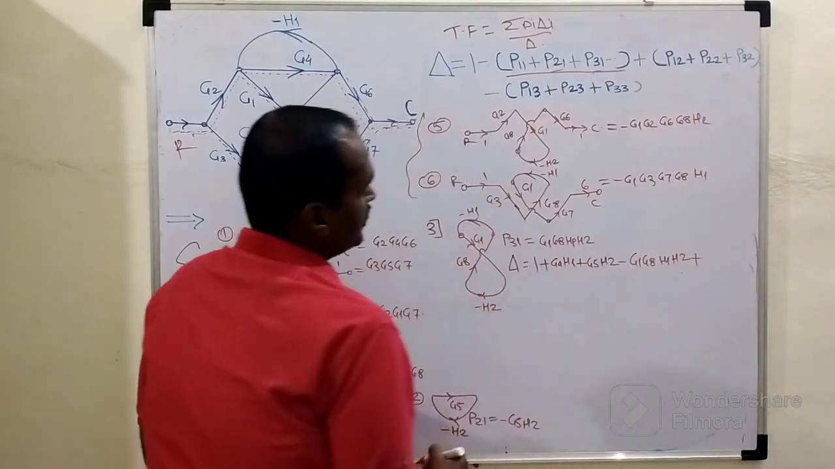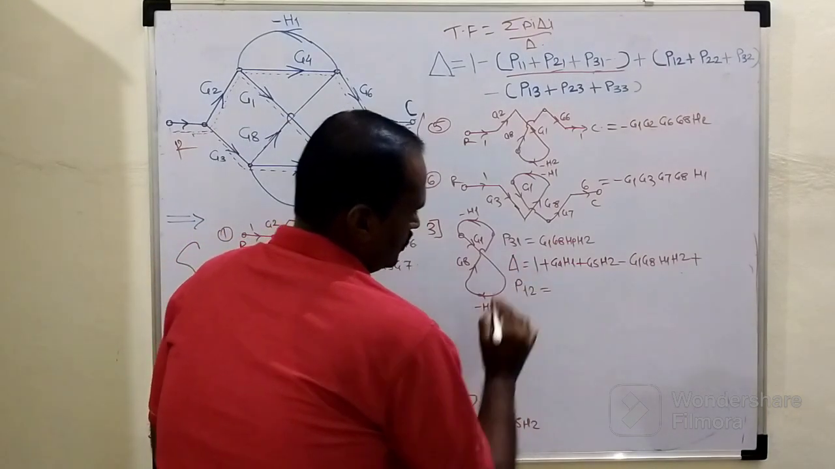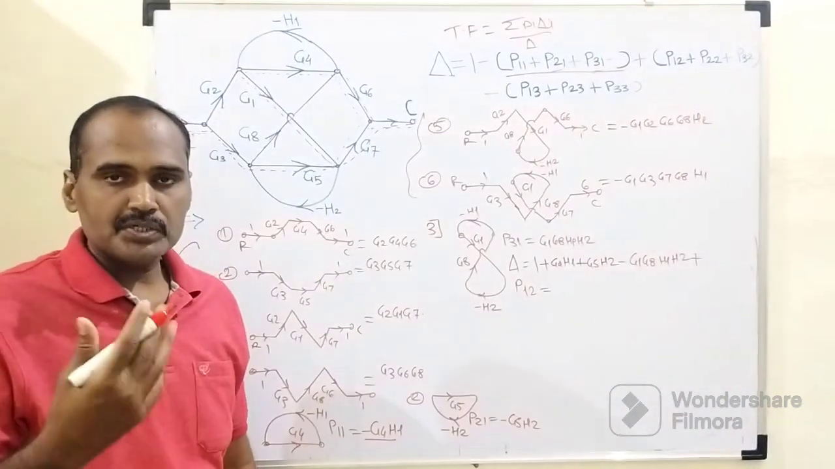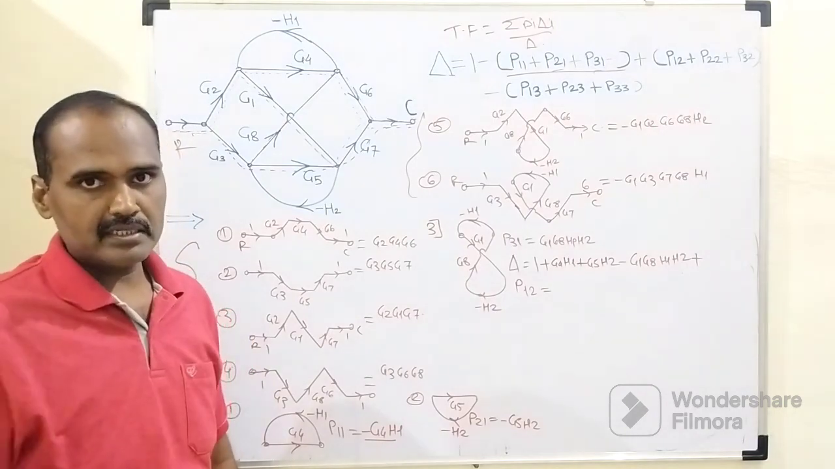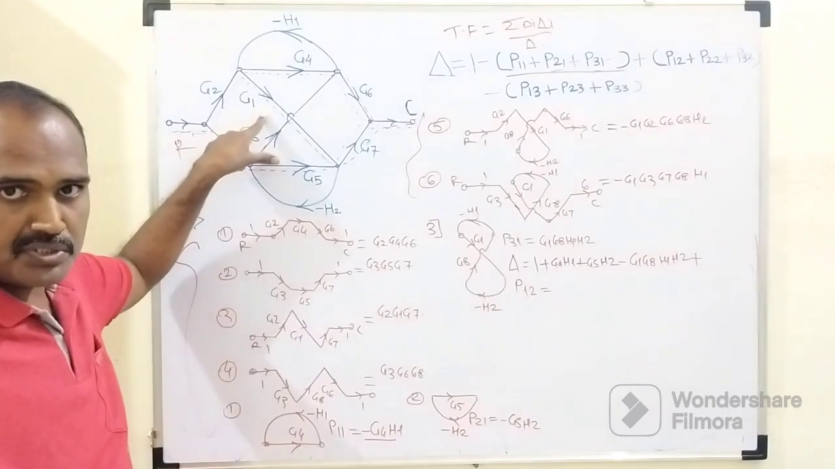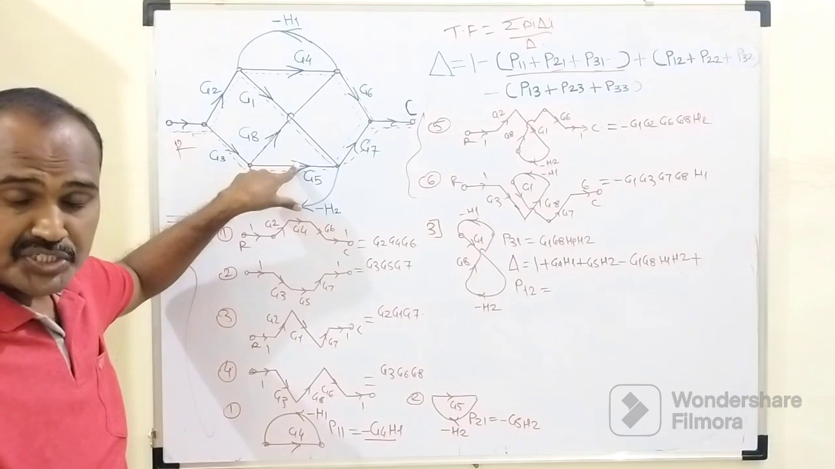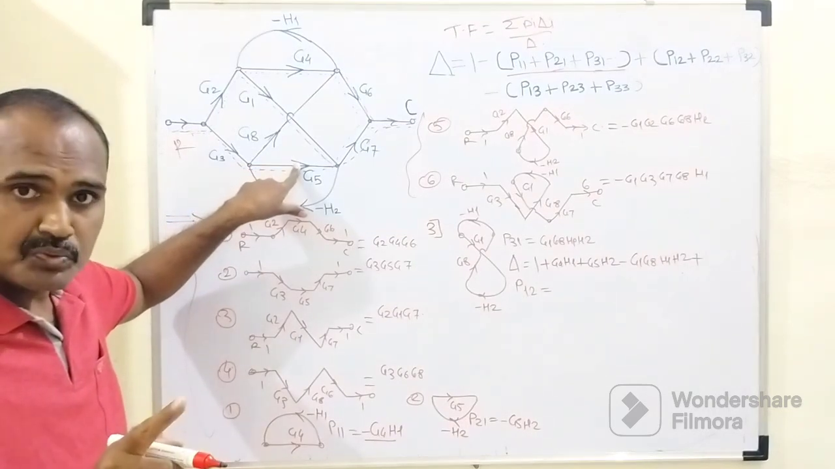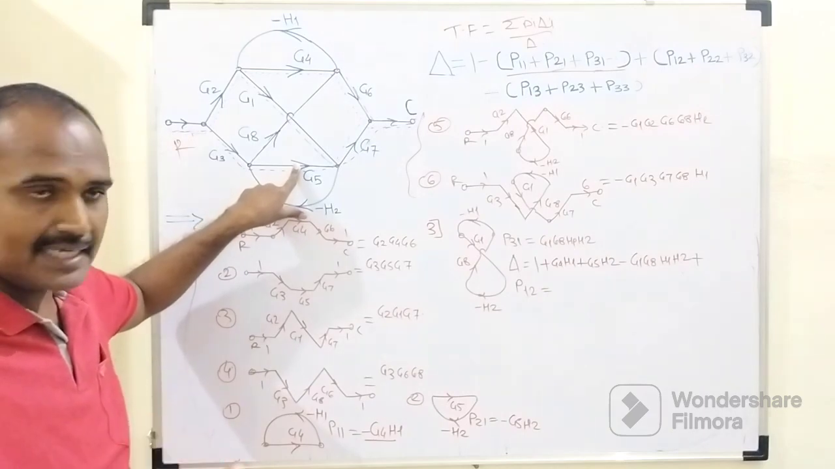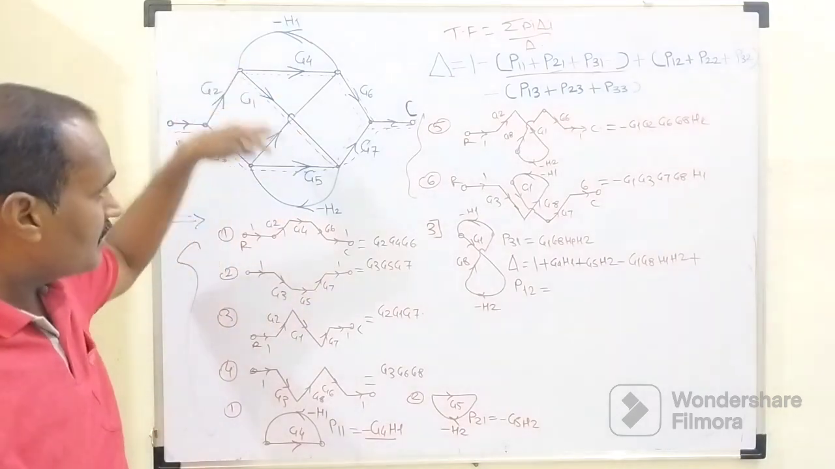Plus. Now what do we need to do? We need to define the first two non-touching loops. Non-touching loops means they are not sharing the same element or the same nodes. From observation, we come to the conclusion that clearly these two loops are non-touching loops. Reason number one is that they are not sharing the same element. Reason number two is that they are not sharing the same nodes. It has nothing to do with us, loop number one and loop number two.